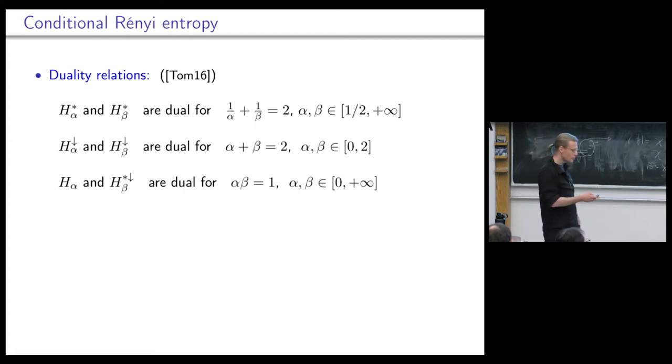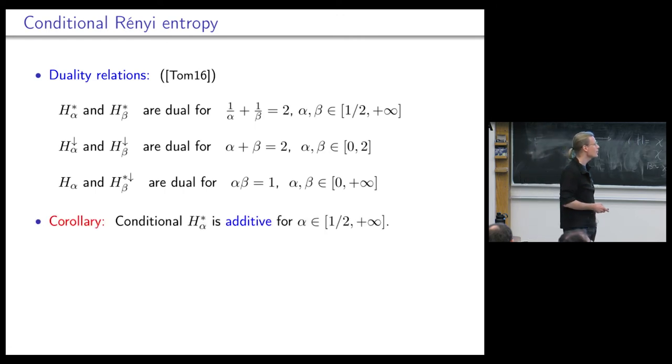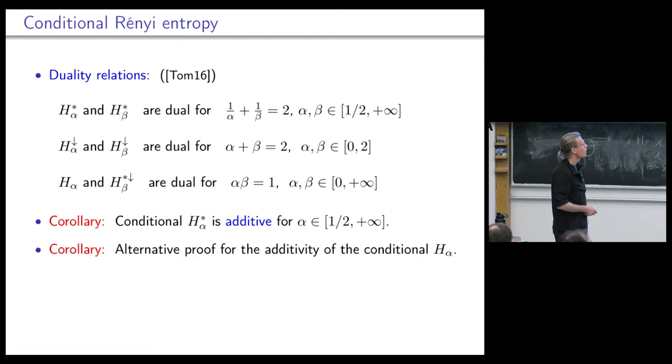So we immediately have three different families of duality relations, which means we can have three different families of monogamy of correlation relations and uncertainty relations and whatever. And also we can establish the additivity of the sandwiched Rényi conditional entropy for its whole parameter range where the original divergence is monotone.